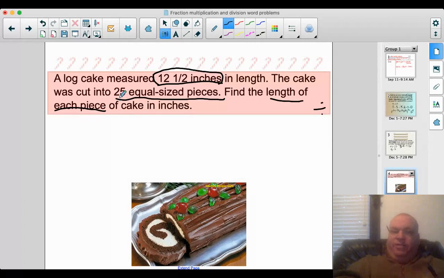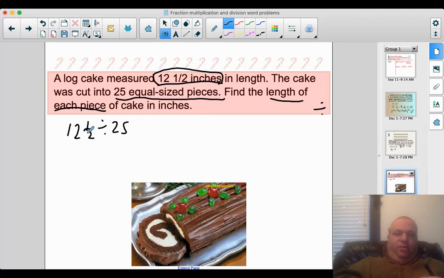we're working with fractions now, so the total is not always going to be the biggest number. If we're multiplying by something less than 1, our number gets smaller, not bigger. So be careful. This is the total length of the cake. So I take the total length, which is 12 and 1/2, divide it evenly into 25 pieces. So I'm dividing by 25. And that'll give me how long each piece is.